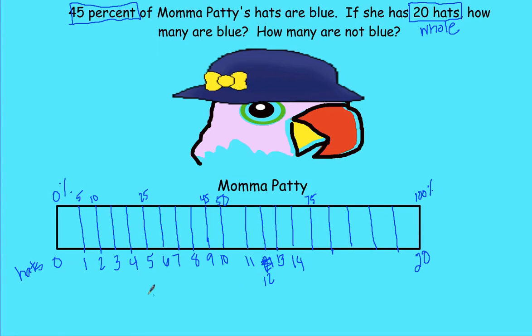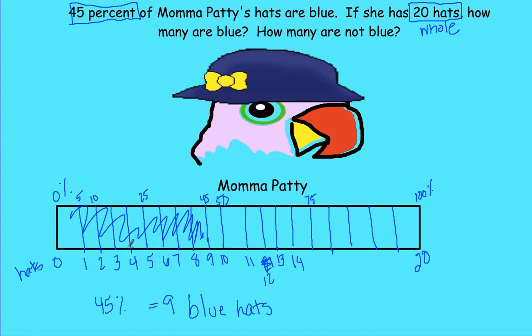So we know that 45% should be equal to 9 blue hats. Okay, so this is the visual. We're saying that out of all of her hats, this many of them should be blue, and we know that 45% in this case matches up with, or represents, 9. Well, now we're going to look at mathematically how we do that.